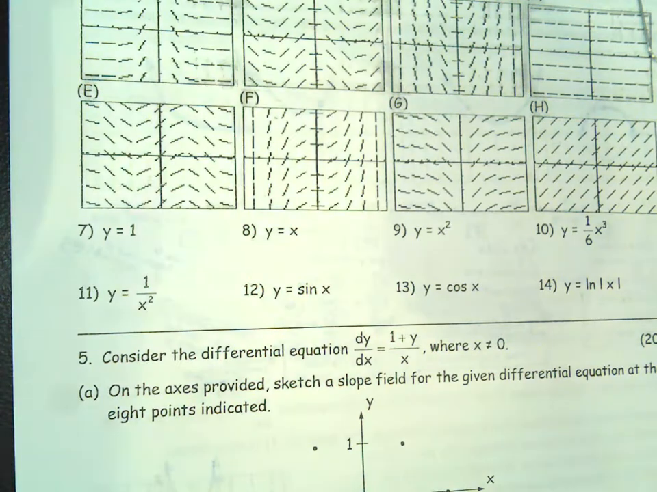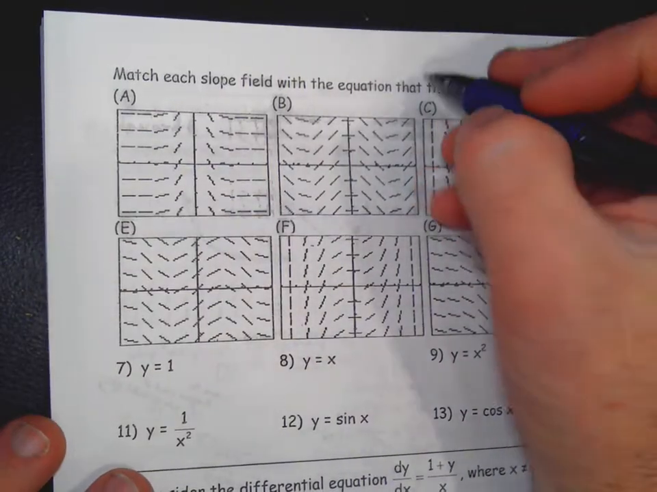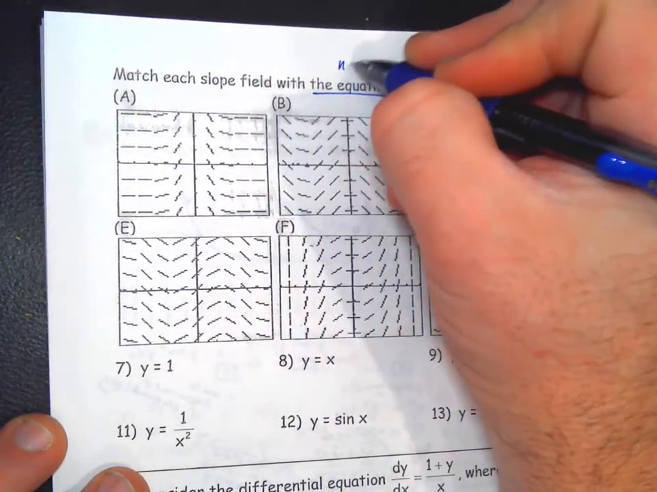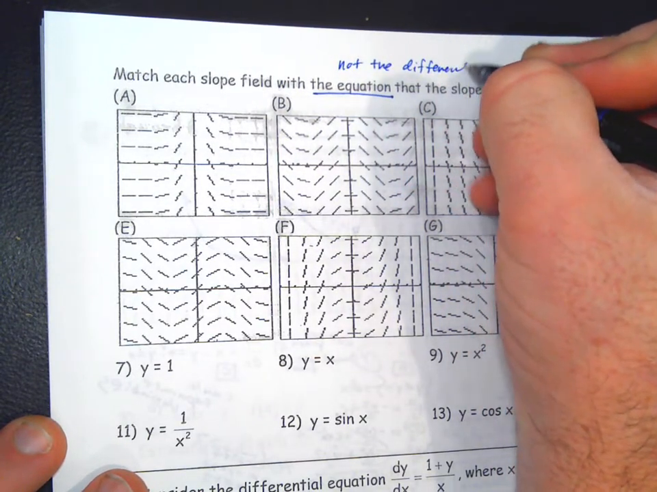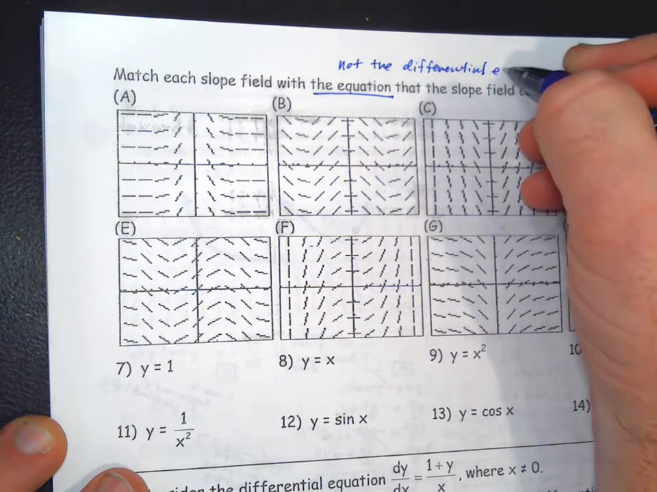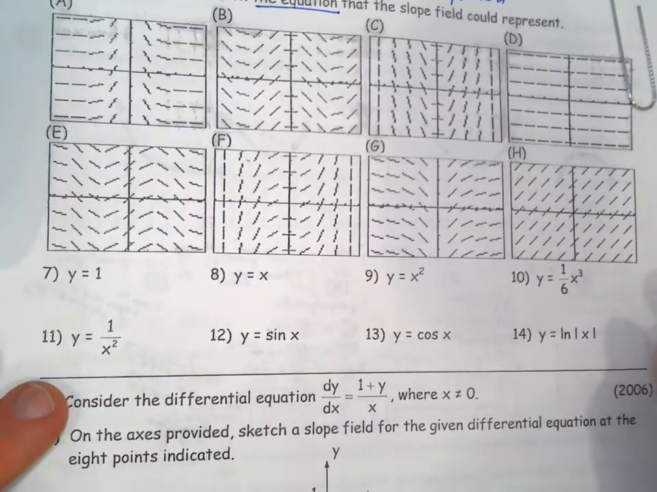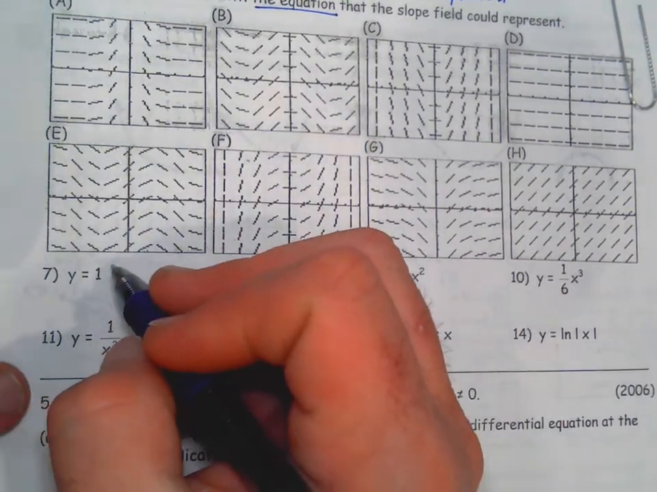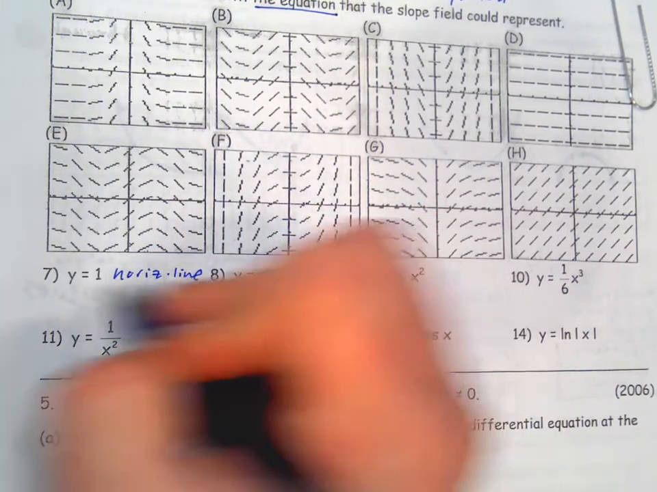On the back, these are a little different. These say to match the slope field with the equation that the slope field represents. So this is actually the equation, not the differential equation. So we're not trying to match them to the derivatives, the actual functions. So that should make this a lot easier. We're looking for a graph that has a bunch of horizontal lines in it, right? Well, that'd be D.